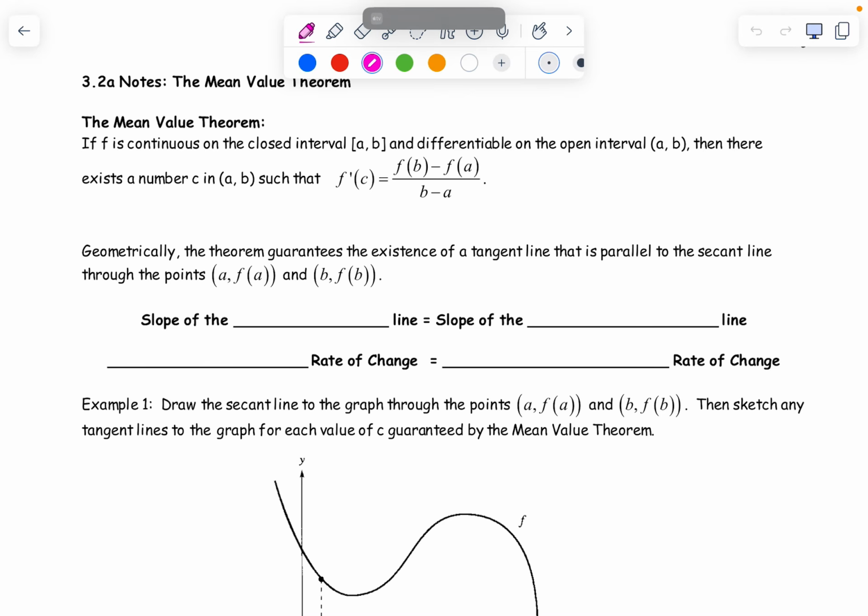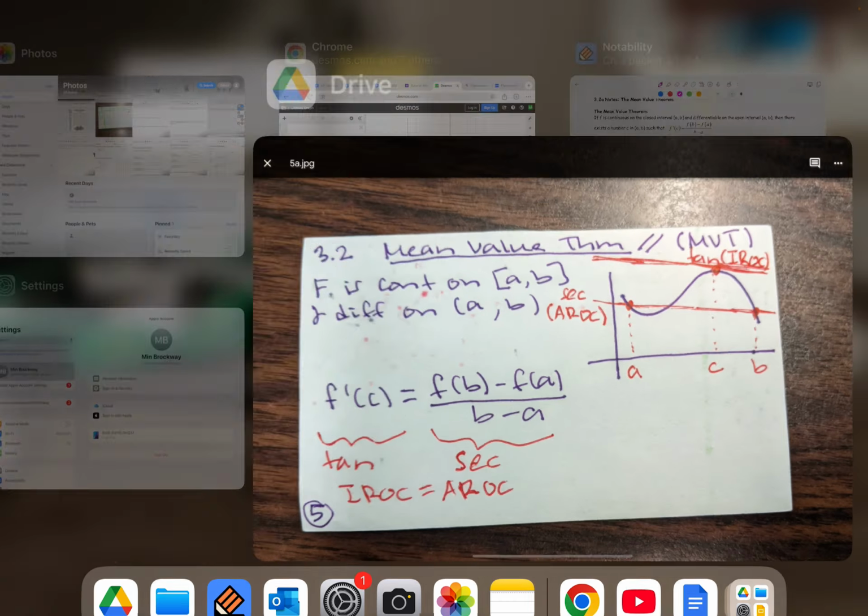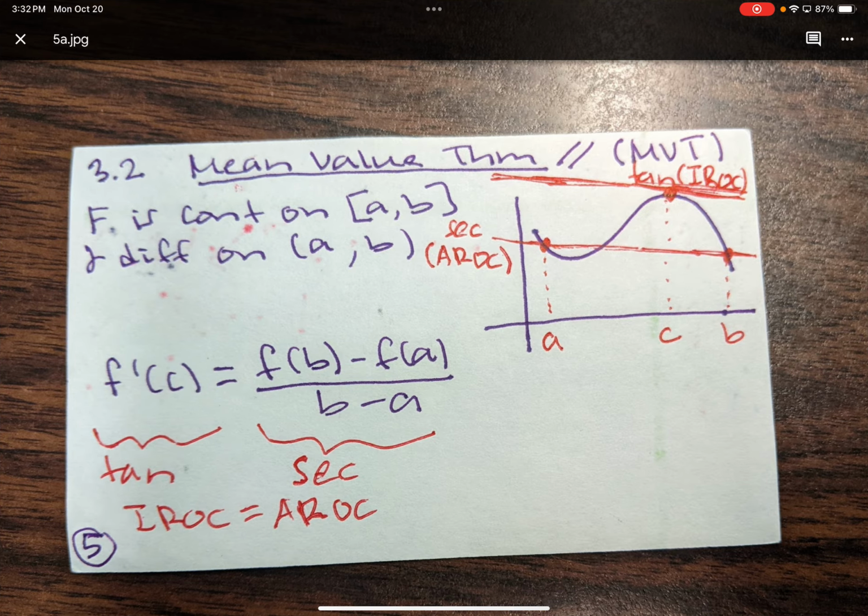I'm going to make a flashcard for the mean value theorem. Let's go to it. Okay, go ahead and make your flashcard number 5. I'm going to be on this for 60 seconds. Go. I'm recording.